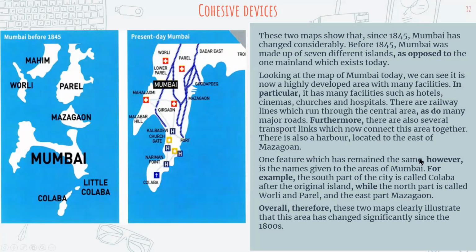Furthermore, however, here, for example, we are giving an example. So if you want to give an example of something, use for example, followed by a comma. While, overall, therefore, and previously we've used whereas.